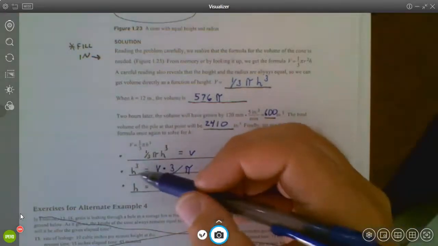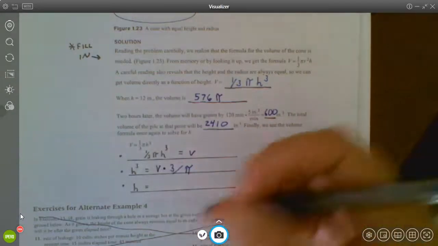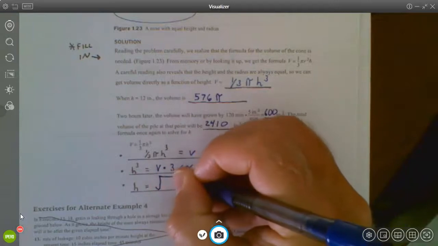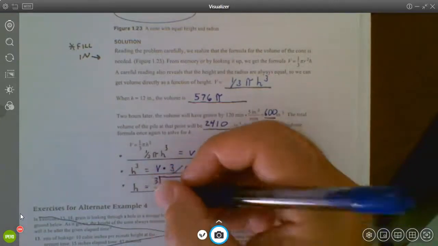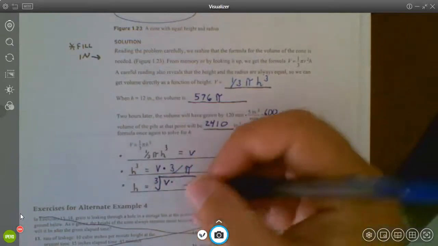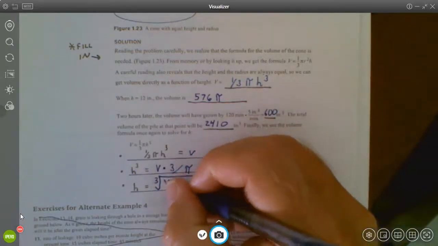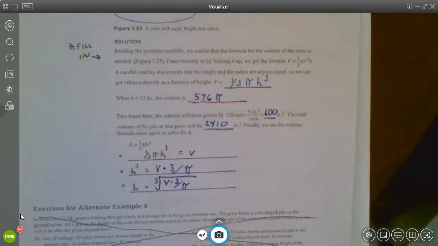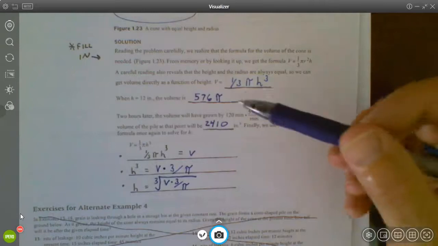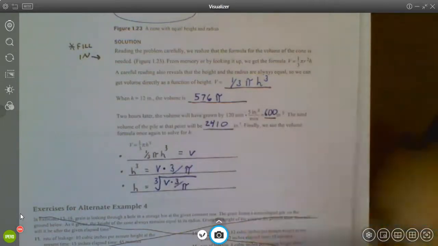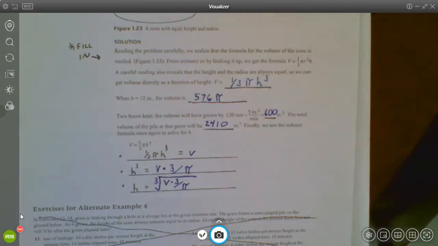And then last, of course, to get h by itself, we would cube root both sides. So we're going to say our height is simply the cube root of 3v over pi. So it's looking something like this. So now, knowing what our volume is, if we put this guy in for v and throw that into the calculator, we have our height. So that's it for this.